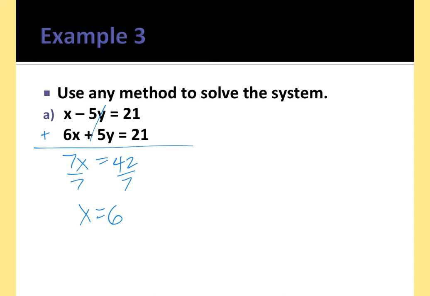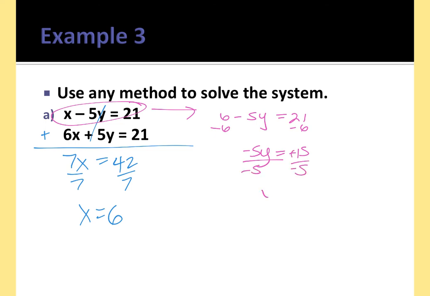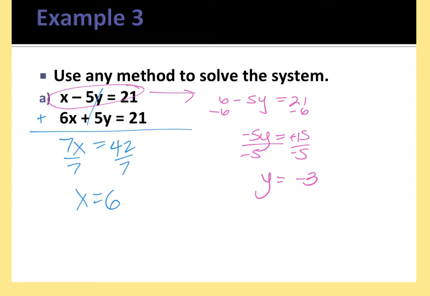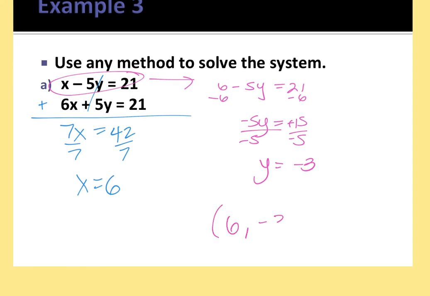Take and plug that back in, so I'm going to plug it back into the top. 6 minus 5y equals 21. Subtract the 6. Positive 15. Divide by negative 5. 6, negative 3 is my solution. Still good?